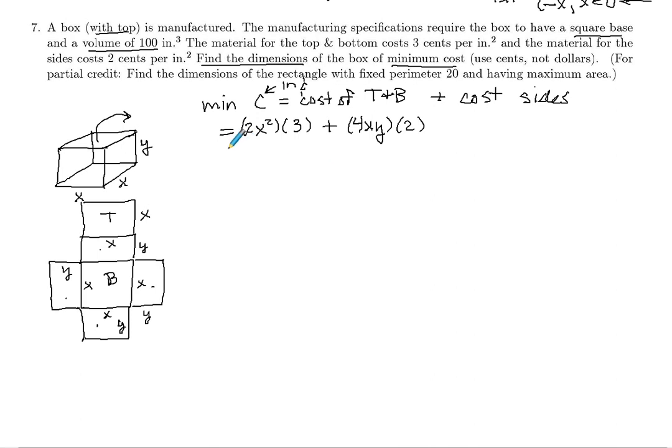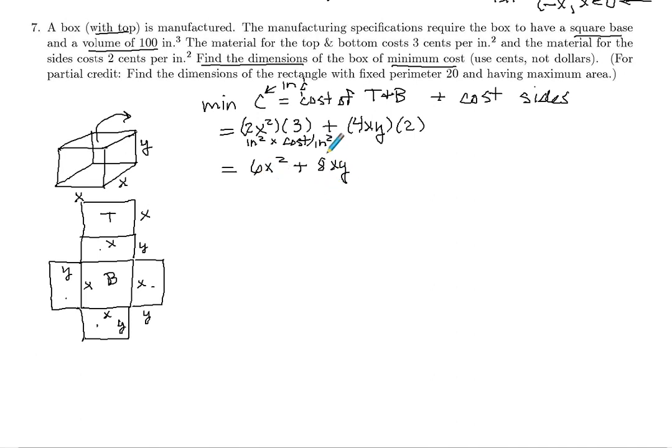So, well, let's see. We can simplify here a little bit. Again, this is number of square inches times cost per square inch for each piece. All right, we can simplify a little bit here. 3 times 2x squared is going to be 6x squared plus 2 times 4xy, 8xy. And that's about the best we can do for right now.